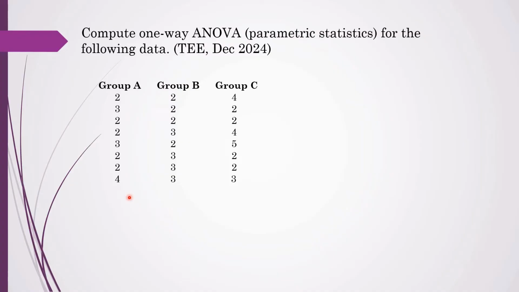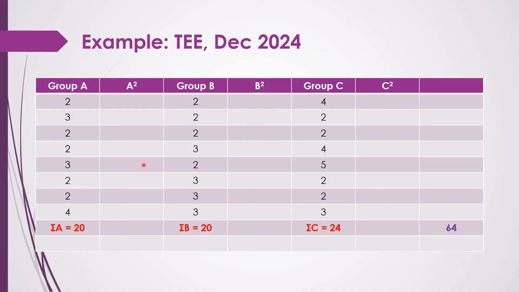What's the first step? Optional. Mention the null hypothesis and the alternative hypothesis. Step 2, make the table which has, because it has 3 groups, 3 columns, 8 values, so 8 plus 3, 11 rows. I have the table here. I have put in the A values. This is my total of A. Group B values, total of B. Group C values, total of C and the grand total 64.